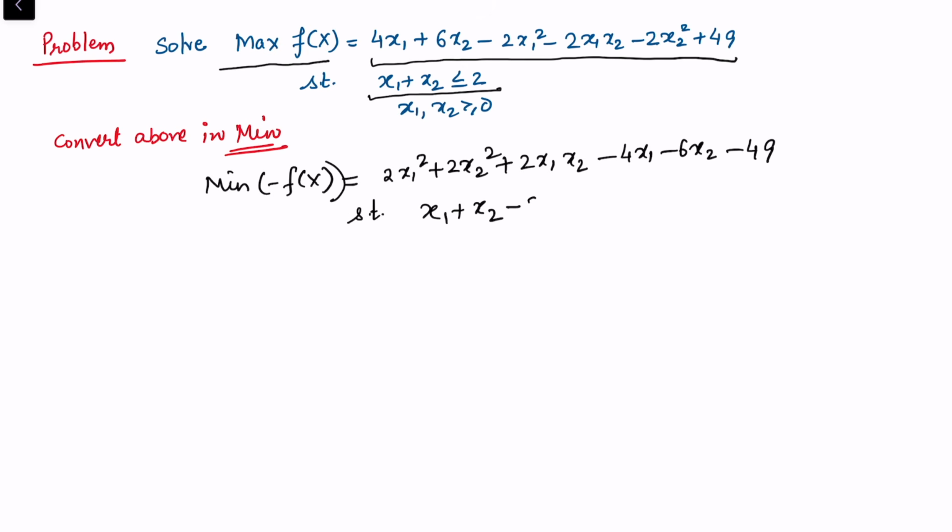Now let me write minus 2 on this side, less than or equal to 0, and then x1, x2 greater than or equal to 0. So f of x is this and the constraint is this. So this is less than or equal to 0. The constant has been taken to the left hand side.